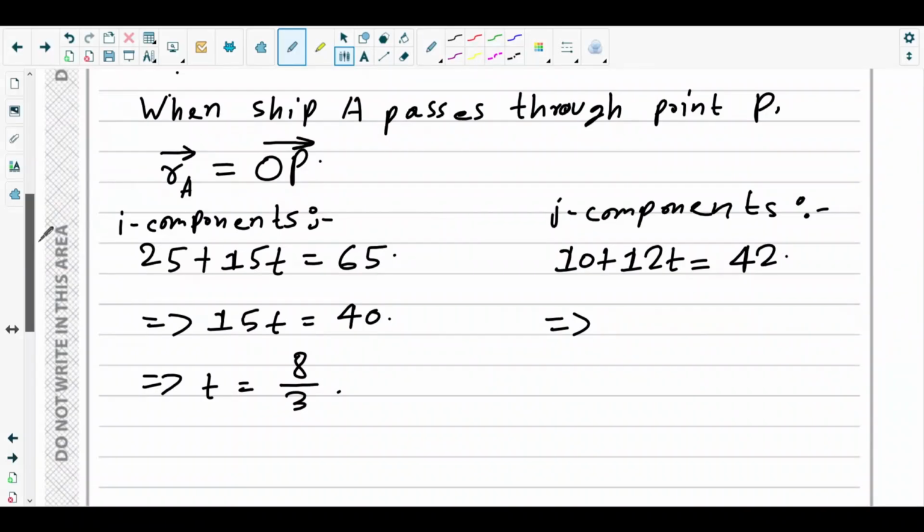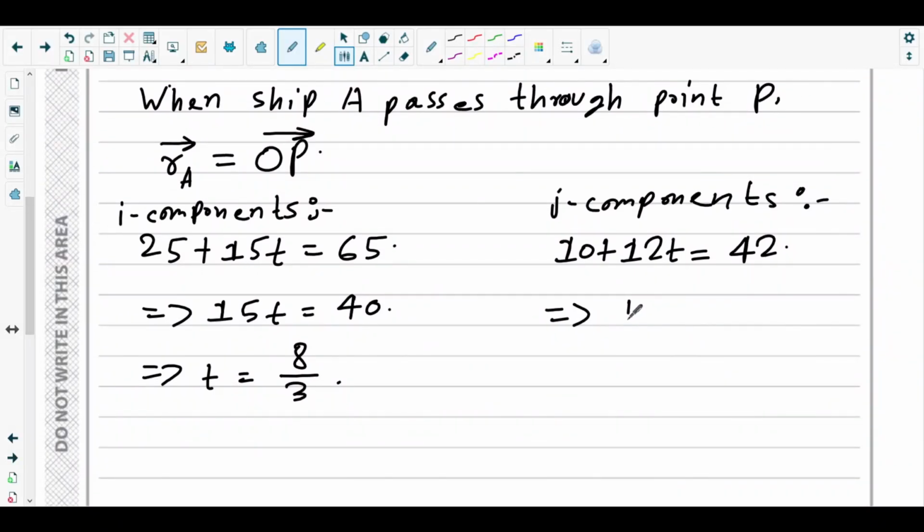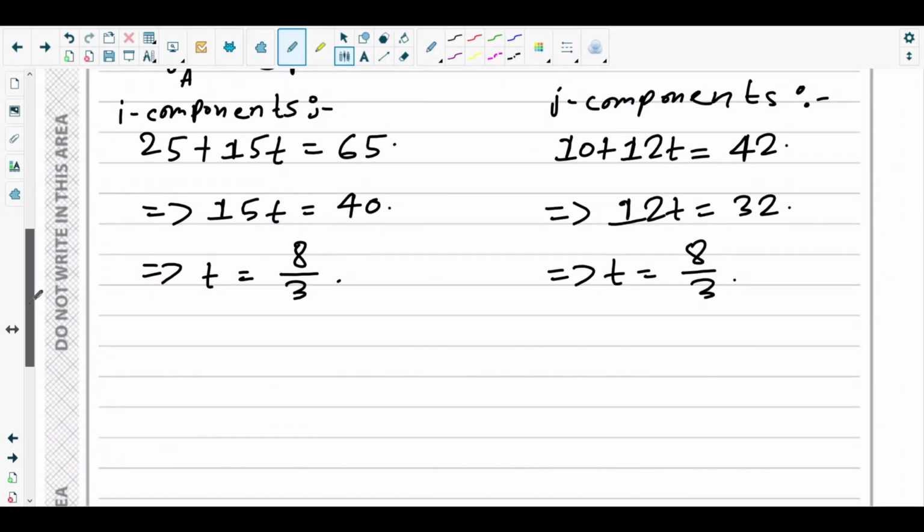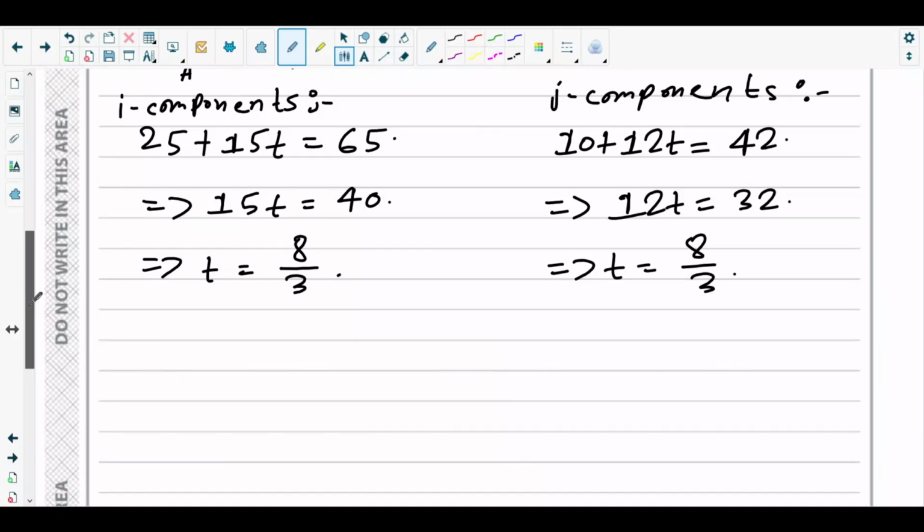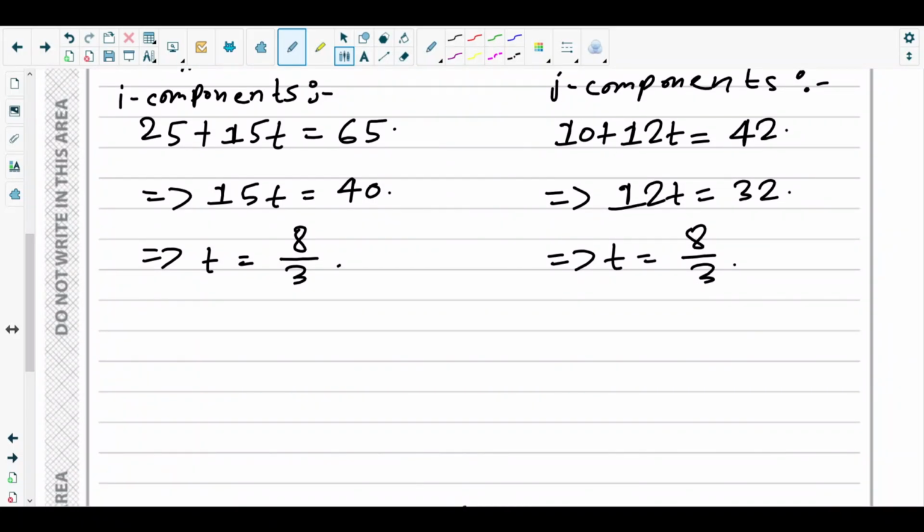So 12t equals 42 minus 10, this is 32. So t equals 32 over 12. Divide both top and bottom by 4, and you will get 8 over 3. So as we have equated the i and j components for the position vector of point P and ship A, we got both the times equal.